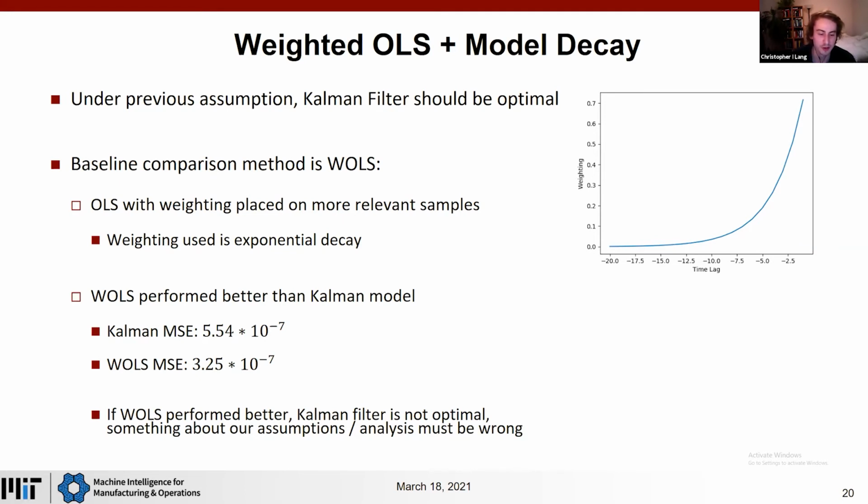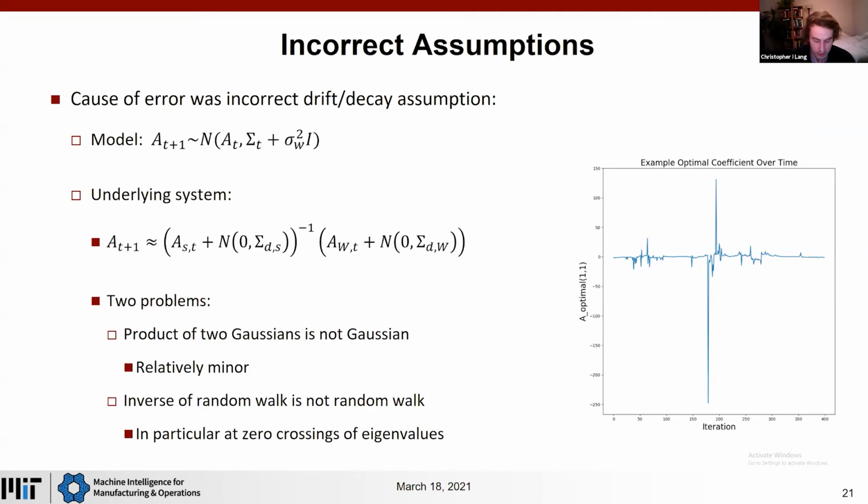And because I was pretty sure that the Kalman filter should have been optimal and I should not have been able to come up with a better model for that. So it turns out that the assumption that I made that was wrong was that the drift of the system that we're trying to model does not follow a Gaussian random walk. So we can figure out, because we know what AS and AW are, we can figure out what the optimal underlying system is. And if we look at one of these coefficients over time, we see these really large spikes in it. And this definitely does not look like a random walk or a bounded random walk.